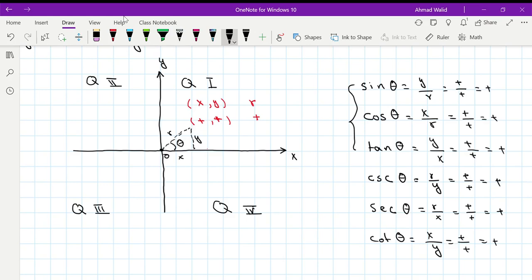Then, from here, I can write even a sentence here for you. In quadrant 1, all 6 trig functions are positive.